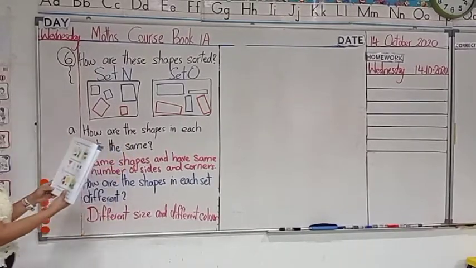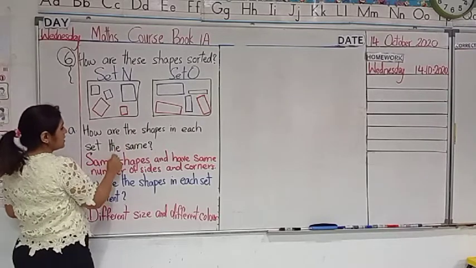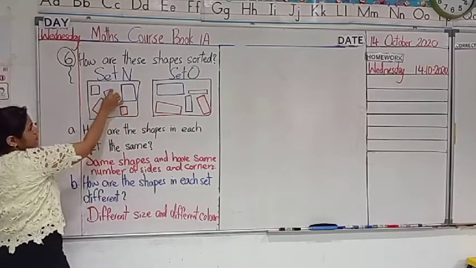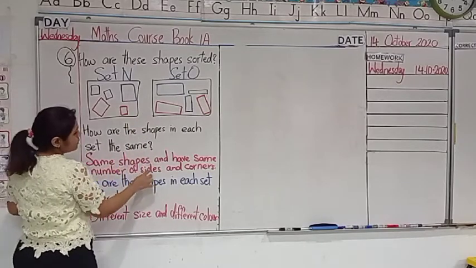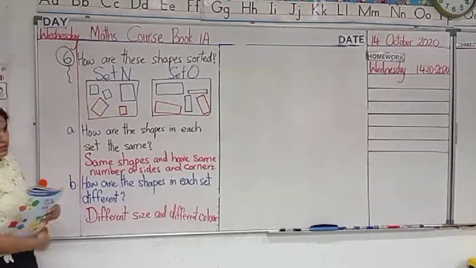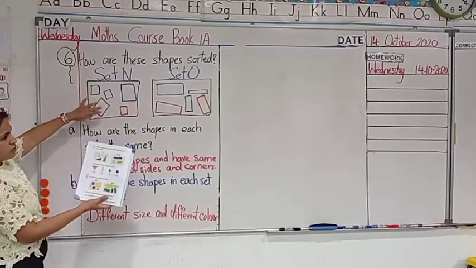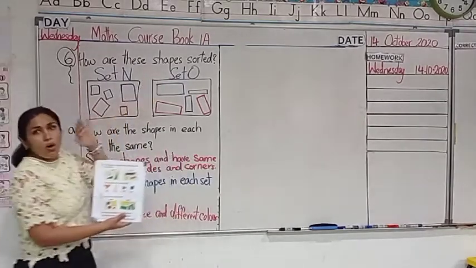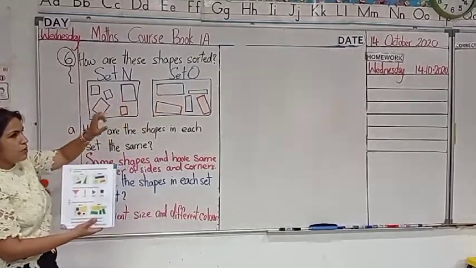So now let's listen to the question and try to understand. How are the shapes in each set the same? So in each set, how are the shapes the same? Same shapes and same number of sides and corners. So in this set, all the shapes are squares. There is no other shape. They are all squares. Some are big, some are small, but they are all squares. Whereas set O has all rectangles. Some are short, some are long, some are broad, some are narrow.